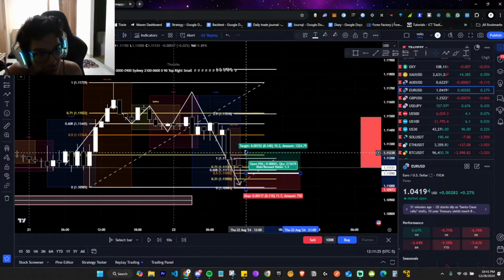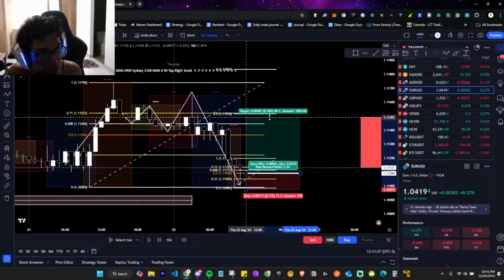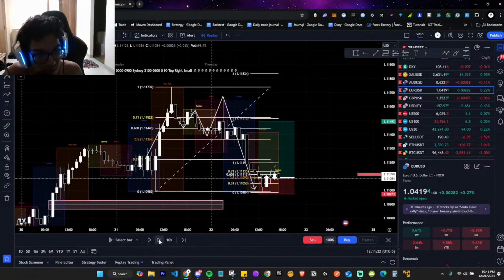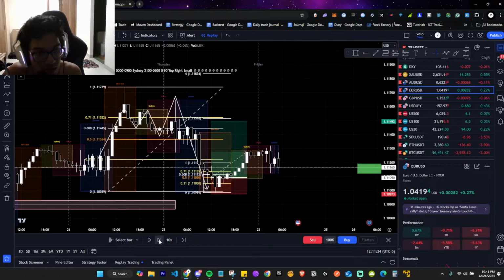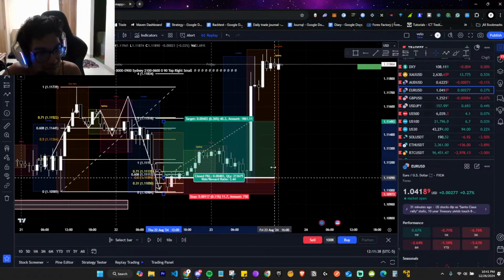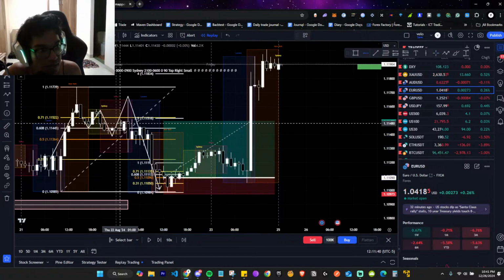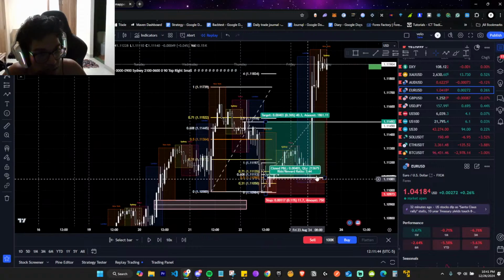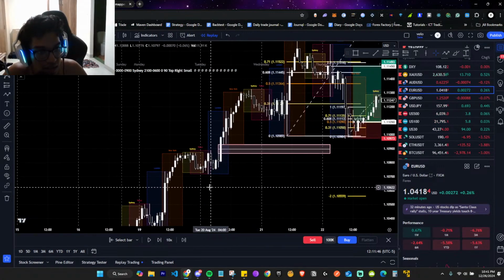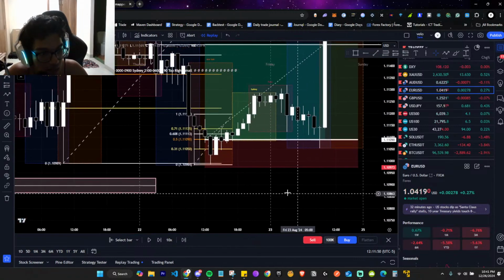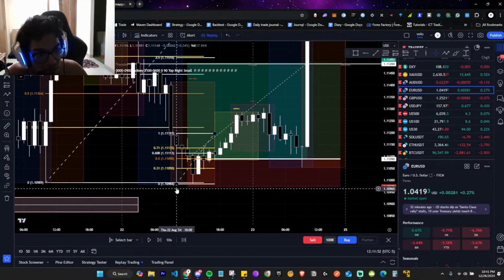Let's see if we hold towards the closest draw on liquidity. That'll be over here. It's not the best price action, to be honest, but it does eventually hit. As you guys can see, this is the draw on liquidity, and it does eventually hit. And this was a sweep of liquidity.